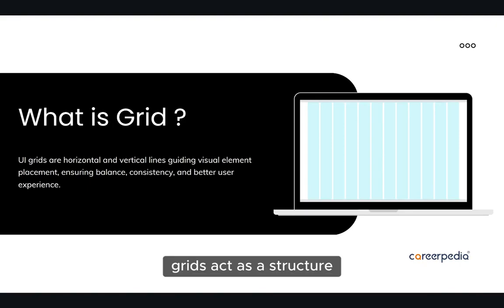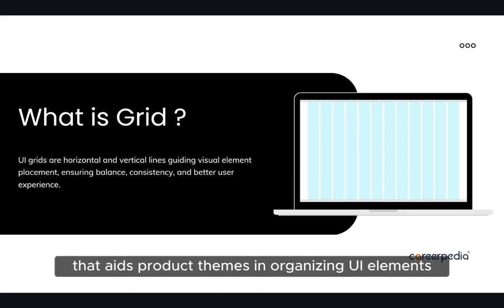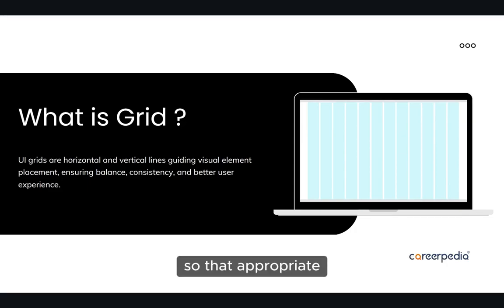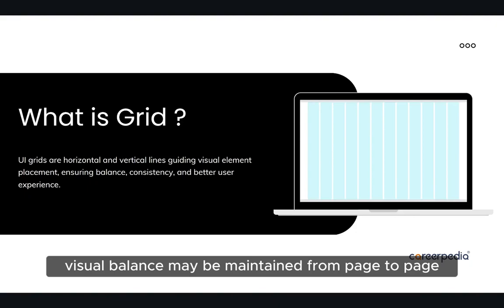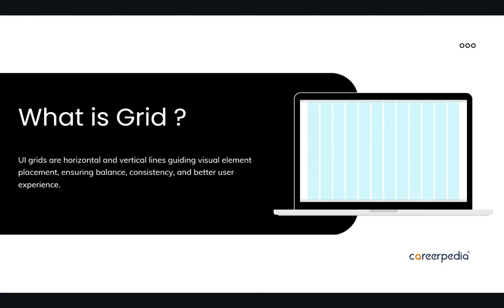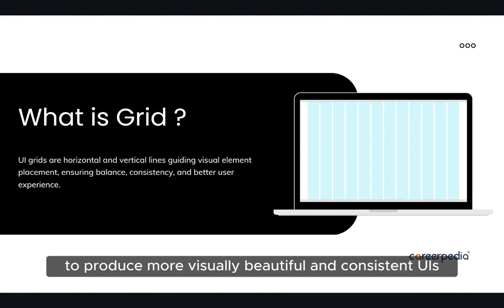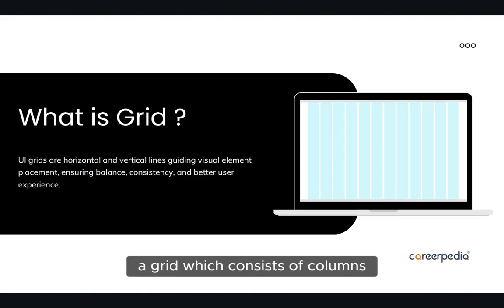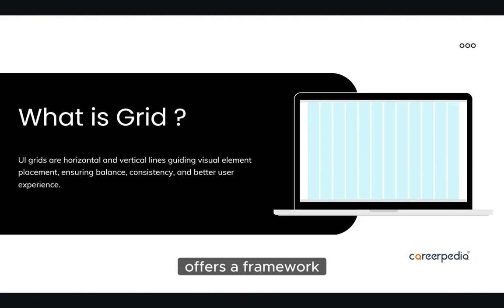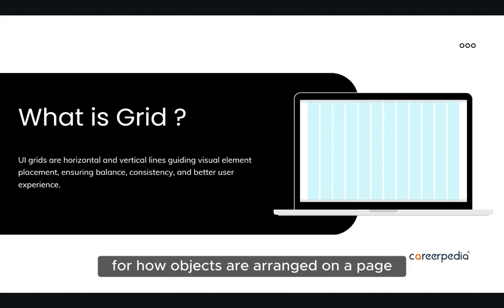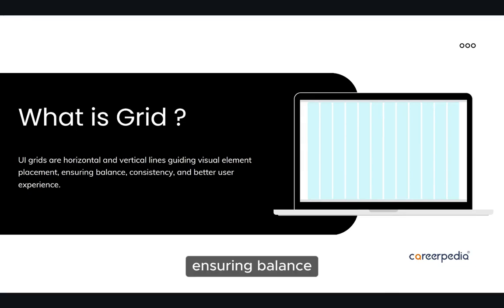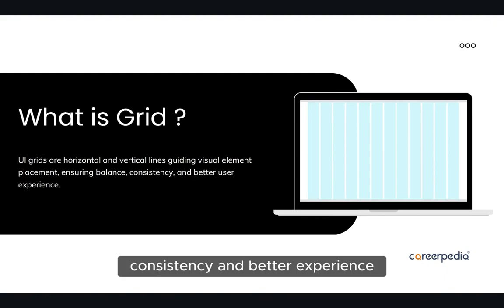So grids act as a structure that aids product teams in organizing UI elements so that appropriate visual balance may be maintained from page to page. It enables UI designers and developers to produce more visually beautiful and consistent UIs. A grid, which consists of columns, gutters, and margins, offers a framework for how objects are arranged on a page. UI grids are horizontal and vertical lines guiding visual element placement, ensuring balance, consistency, and a better experience.